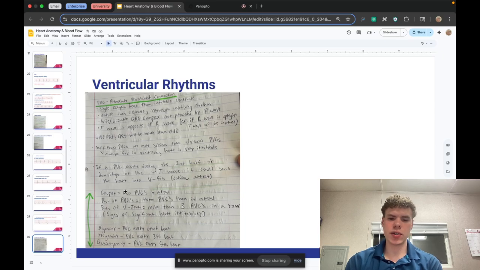So a couplet is known as two PVCs in a row. A run of PVCs equals three PVCs, three PVCs in a row. A run of VTAC, which we'll hear about in a second, is more than three PVCs in a row. Signs of significant heart irritability is having a lot of PVCs. That means that the heart is irritable.